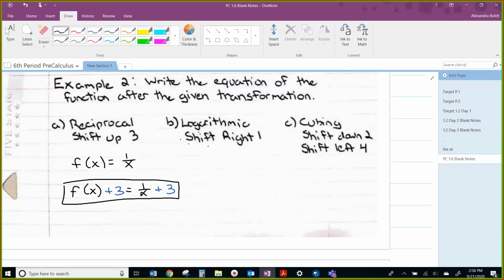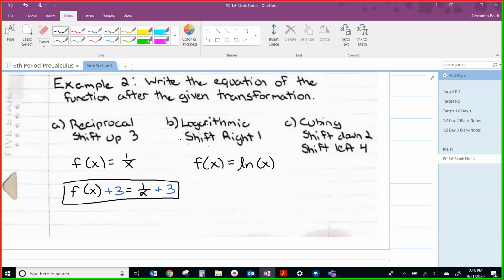B: logarithmic, it's going to shift right 1. Again, my parent function is f of x equals the natural log of x. We'll learn more about logarithms in a later unit, but as long as you know what the parent function looks like, you're good. So ln of x.